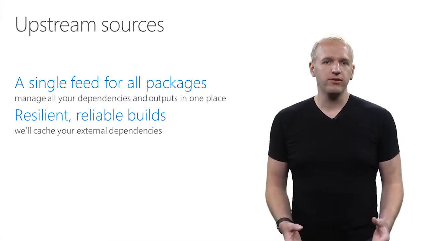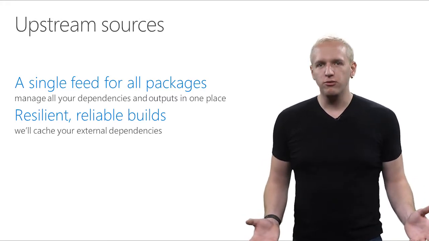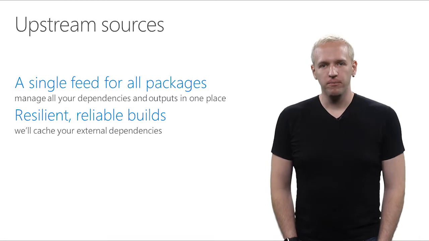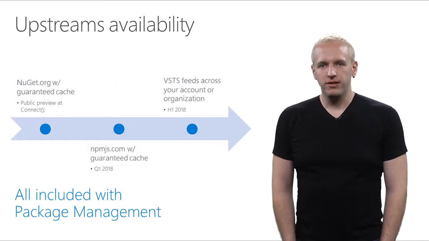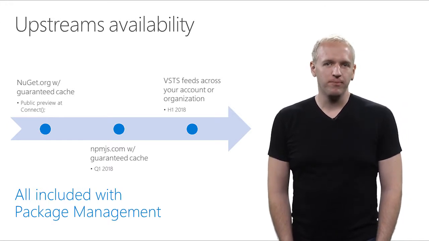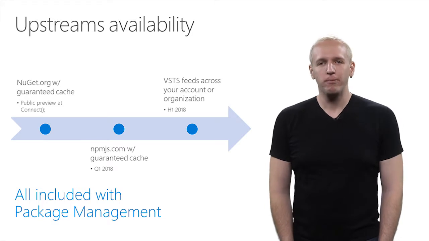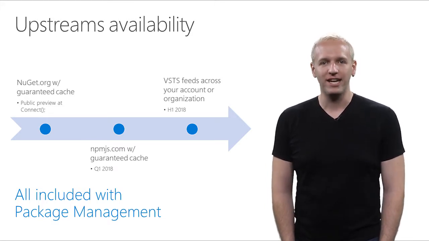You can also increase the reliability of your builds by reducing the number of external sources that each build run needs to retrieve packages from. Now, we've supported upstreams for npm.js since the launch of npm support last year, but we haven't had anything for NuGet.org. It's been a long time coming, and I'm really pleased to announce that the NuGet.org upstream source is launching in public preview here at Connect.